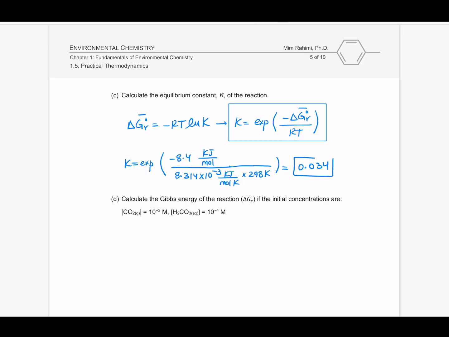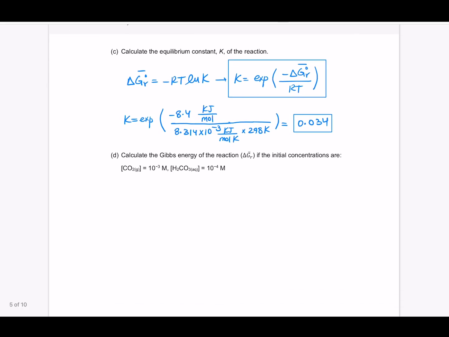So that's the equilibrium constant for the dissolution of carbon dioxide to form carbonic acid. Very useful information, and later this helps us to relate the species activity at the equilibrium, basically. So now the next part would be to calculate the Gibbs energy of the reaction. There's no standard, so that means at a given condition, we want to calculate delta G of the reaction.